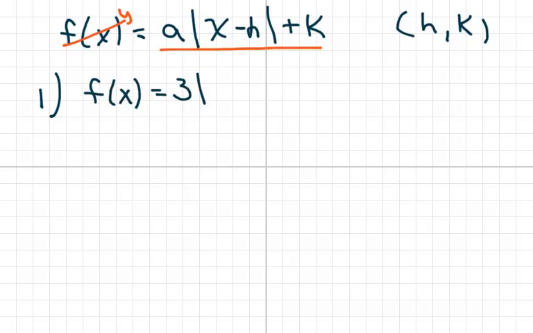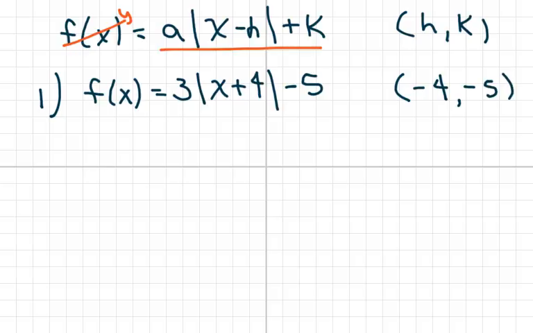If I do f of x equals 3 times the absolute value of x plus 4, minus 5, my vertex is at (-4, -5), because that's my (h, k). And notice that this follows the form of x minus a negative 4. So that's a horizontal shift to the left by 4, and then we're going to shift down by 5. We're going to do some graphs in the next video.